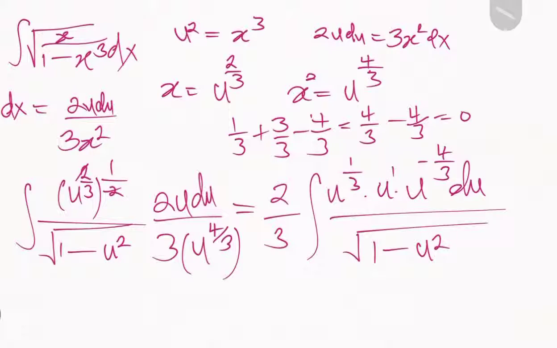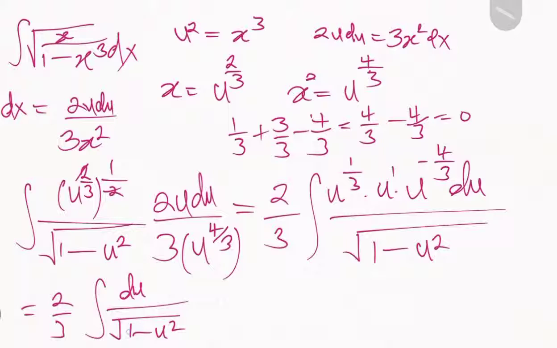So we can write this integral as 2 over 3 times u raised to the power 0, which is just 1. Then we just have du left, over square root of 1 minus u squared. Wow, this is actually nice.